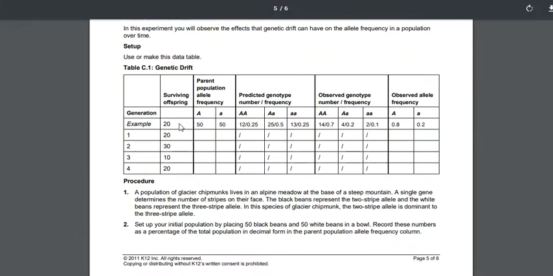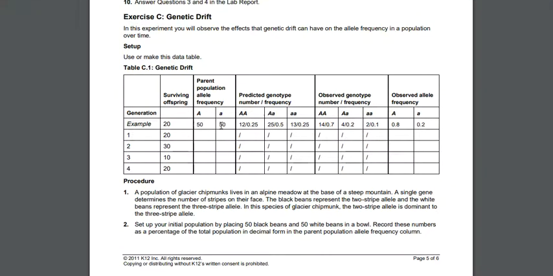It says record these numbers as a percentage of the total population in decimal form in the parent population allele frequency column. So if we look at our table, ignore this surviving offspring for a second; I'll explain that in a minute. It says 50-50. These should be decimals, just so you know, so this should say 0.5 and 0.5. I think that's a typo, so if that's confusing, I apologize. And then here we go.